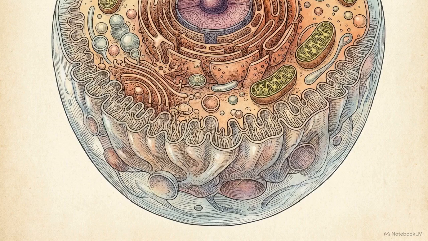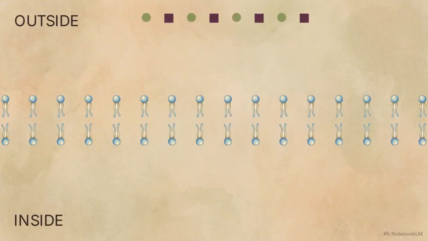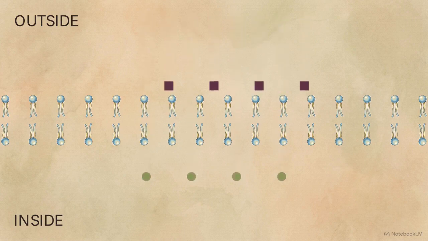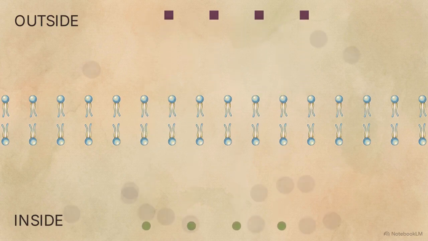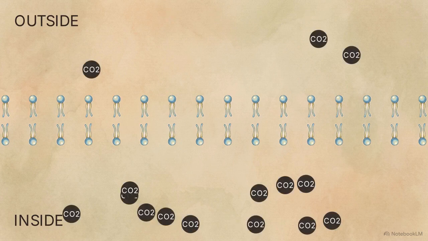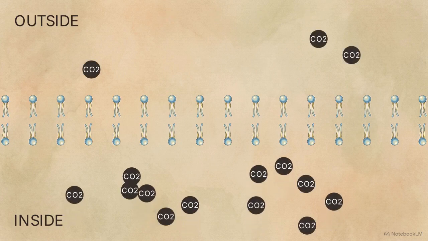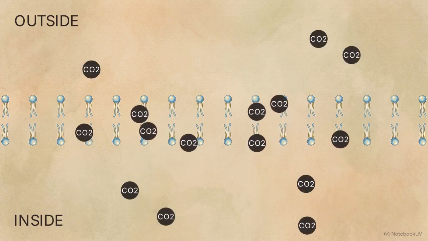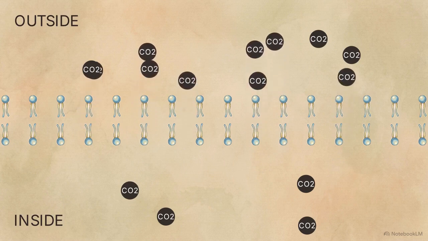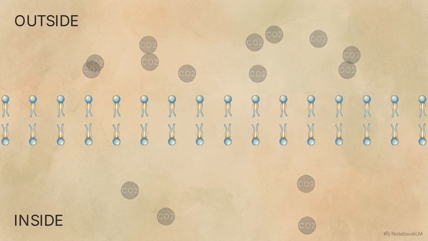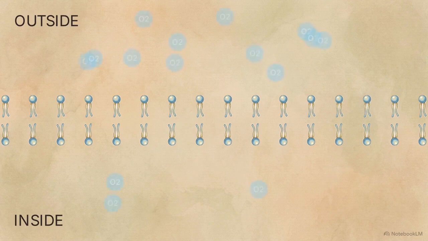Every cell is wrapped in a flexible outer layer called a plasma membrane. This acts as a highly selective border control, carefully regulating the environment by deciding exactly what gets in and what stays out. Gases cross this border through a process called diffusion. When cellular waste, like carbon dioxide, builds up to high levels inside the cell, it naturally flows out to the lower concentration area outside. Meanwhile, fresh oxygen flows in.